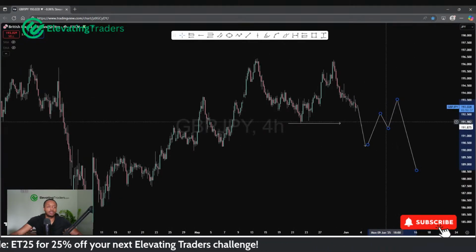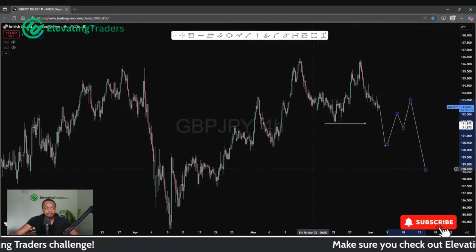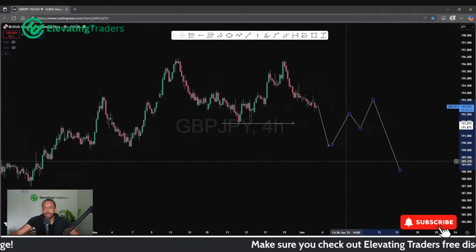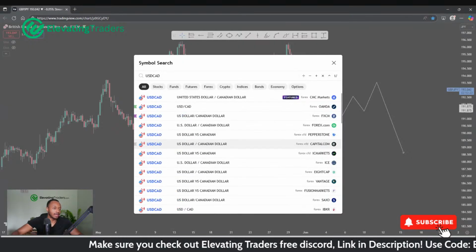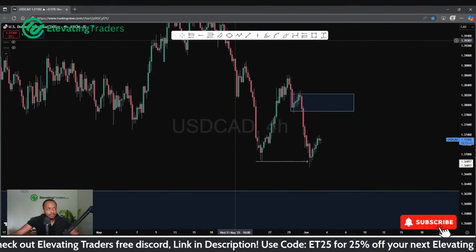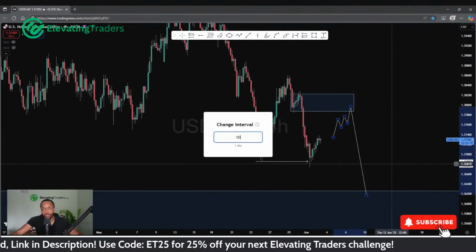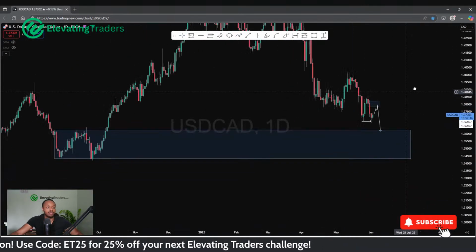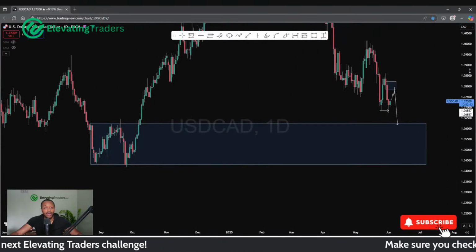So pound yen still has some work to do before I find any entries, but I do like the look of it, and definitely get ready for some shorts there. In terms of the USD pairs, I like dollar CAD sells in that zone. Will we see a pullback to actually get there? I'm not too sure, but if we do, I will be looking for opportunities that I'm sure of. And that's the zone I'm expecting dollar CAD to end up at.